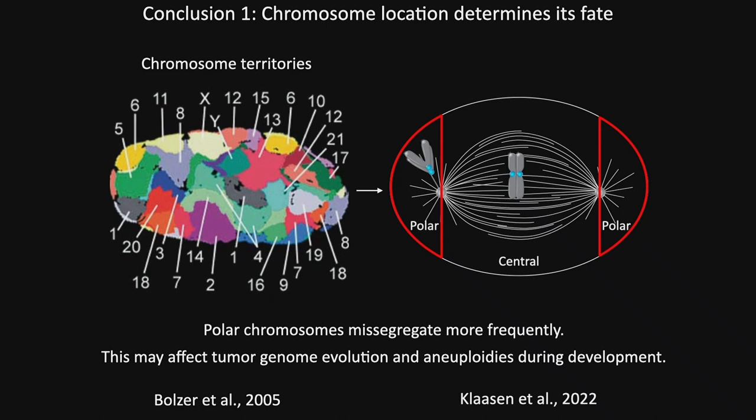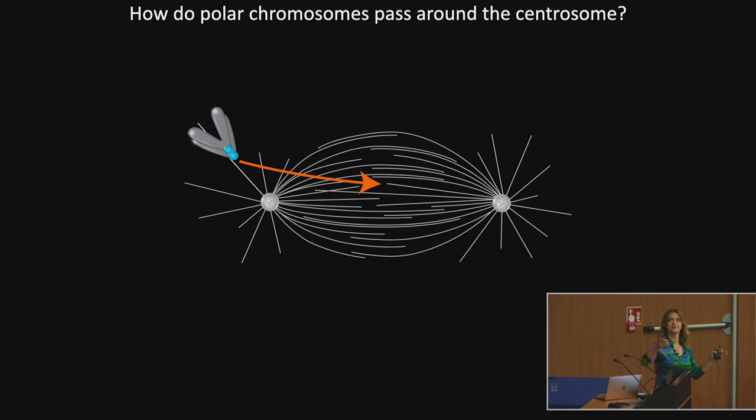So this means that during tumor evolution, tumor development, this may affect how the chromosomes in a tumor will develop, because not all chromosomes are missegregating with the same frequency, and this may affect what chromosomes a certain tumor will in the end have in excess, and what chromosomes will be missing. Okay, and now let's see how these polar chromosomes in a normal healthy cell pass around the centrosome, because they have to come from here to the mid plane of the spindle.